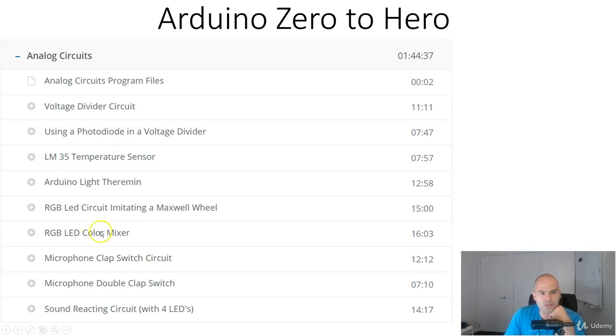We also play around with colors. We get an RGB LED mixer with 3 different potentiometers to control for red, green, and blue. We recreate something called a Maxwell wheel, which you're going to see about, and we really get fancy with microphones, creating clap switches, double clap switches, which are really tricky, and a sound reacting circuit, which kind of has music-danced lights.